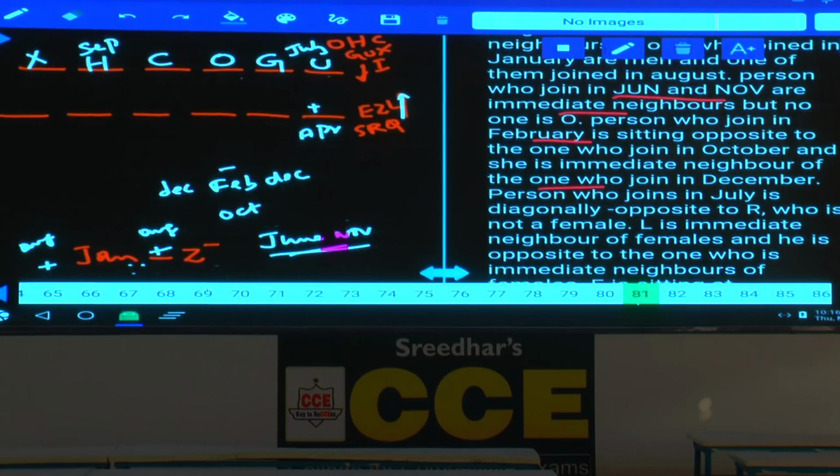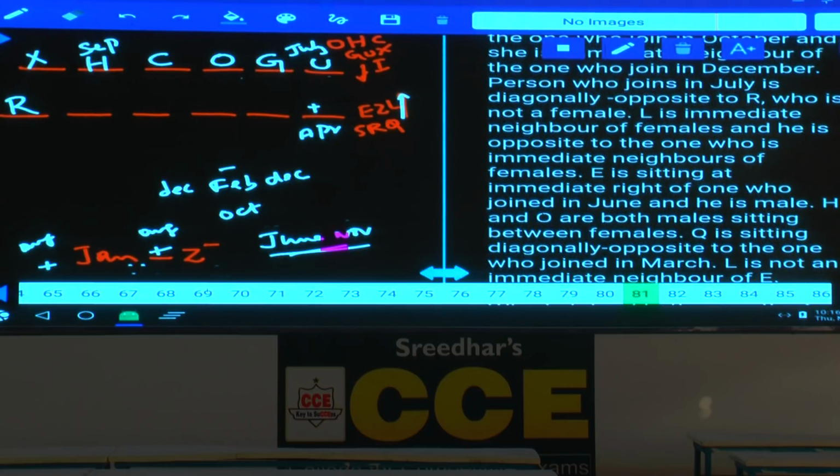Next one, the person who joins in July is diagonally opposite to R. July and R are diagonally opposite, hence R must be here, isn't it? Diagonally opposite means from one corner to the other corner, extreme diagonals. R is not a female, hence R is a male, isn't it?